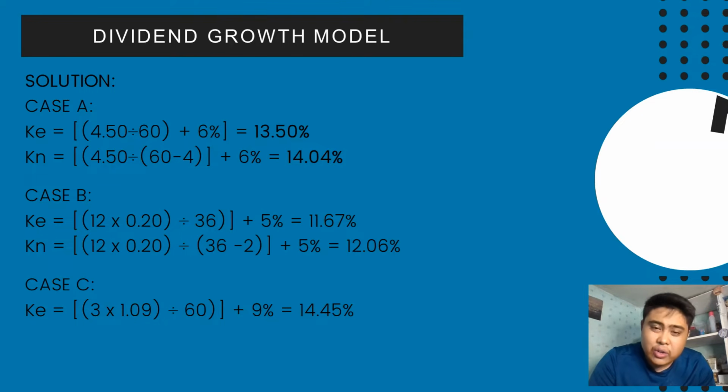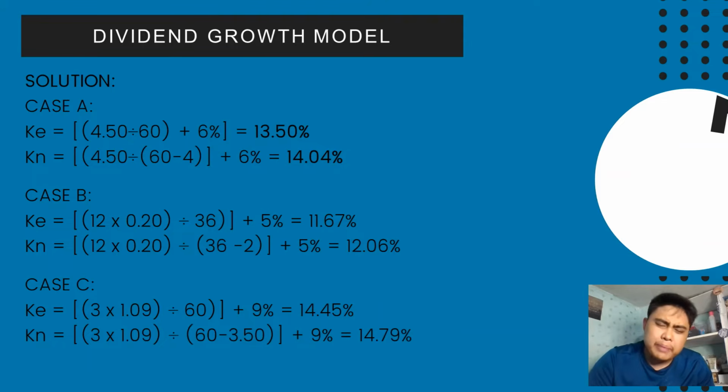Since KE ito, or retained earnings, ang denominator ulit natin, walang bawas na flotation cost. Then plus 9%, the answer for KE is 14.45%. Next, sa KN, syempre kapag na-compute mo na yung KE, wala nang challenge o no-brainer na yung KN. Ang KN, sa pag-compute ng KN, yung denominator mo lang, babawasan mo ng flotation cost na 3.50 and everything will be the same. And if you will simplify this one, your KN or the cost of new common shares would be 14.79%. So again, this would be the answers for your dividend growth model.